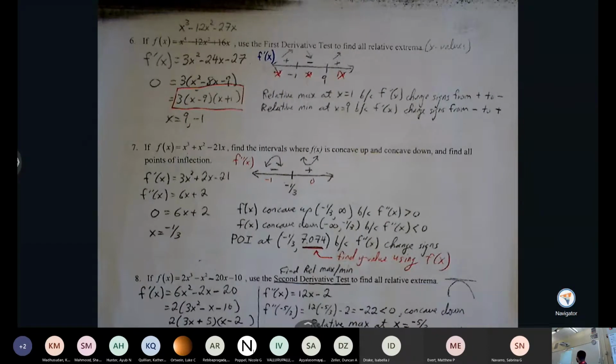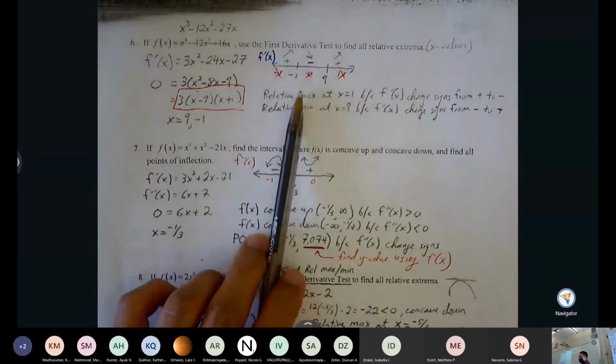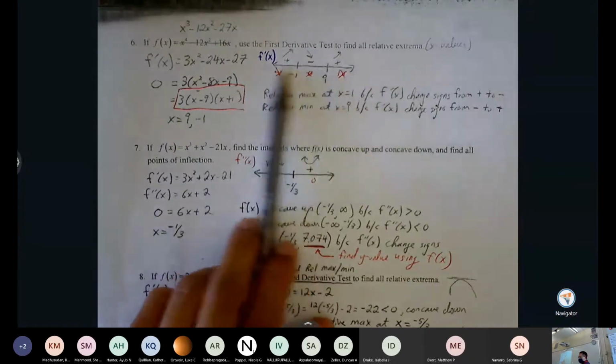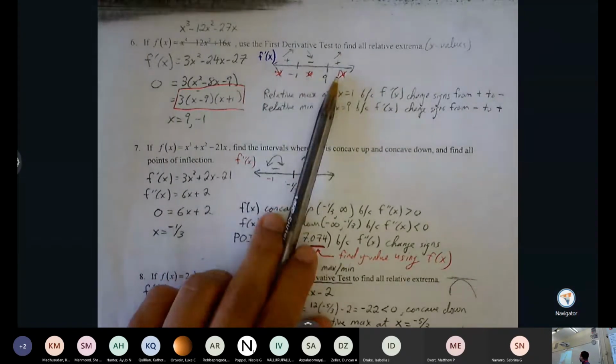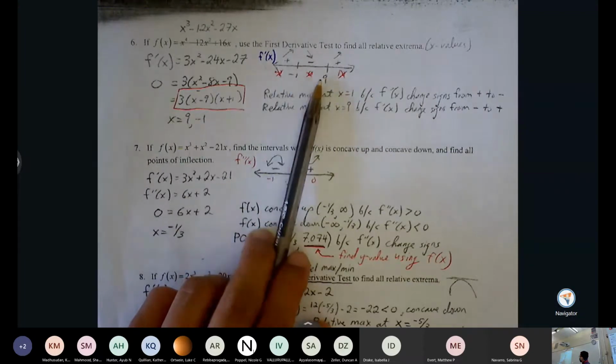And then we can begin making our statements, right? Relative maximum, when we see a sign change from positive to negative. Relative minimum, if we see a sign change from negative to positive. If I want to write increase statements, it would be increasing in the first and the third interval because f prime is greater than 0. Decreasing in the second interval from negative 1 to 9 because f prime is less than 0.